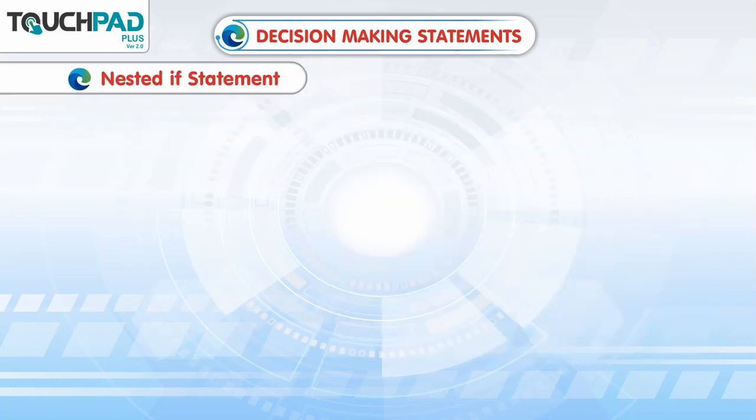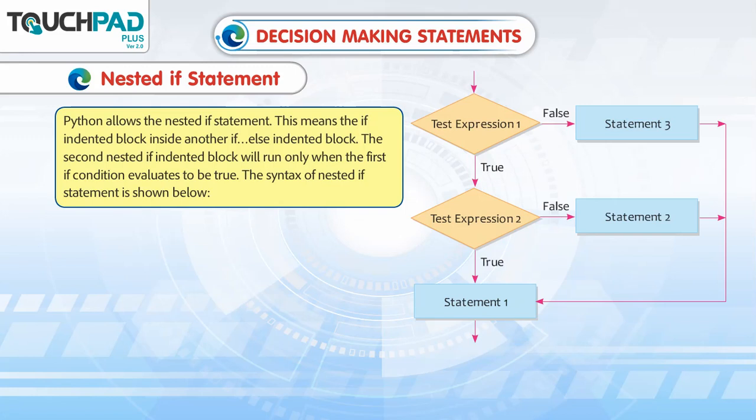Nested if statement. Python allows the nested if statement. This means the if indented block inside another if-else indented block. The second nested if indented block will run only when the first if condition evaluates to be true. The syntax of nested if statement is shown below.